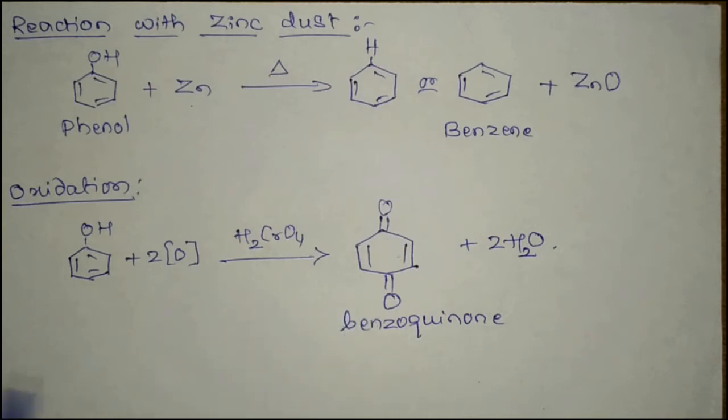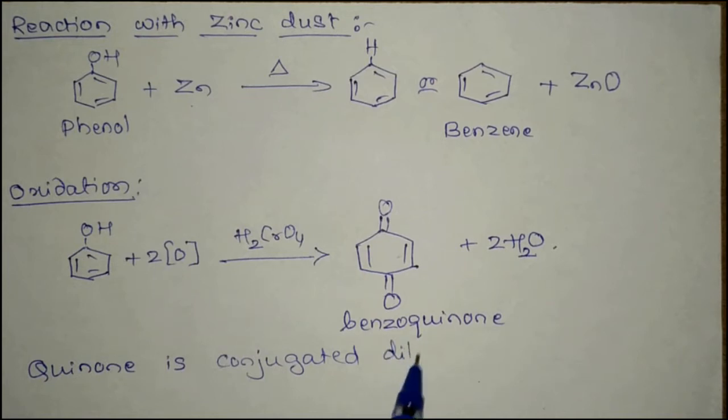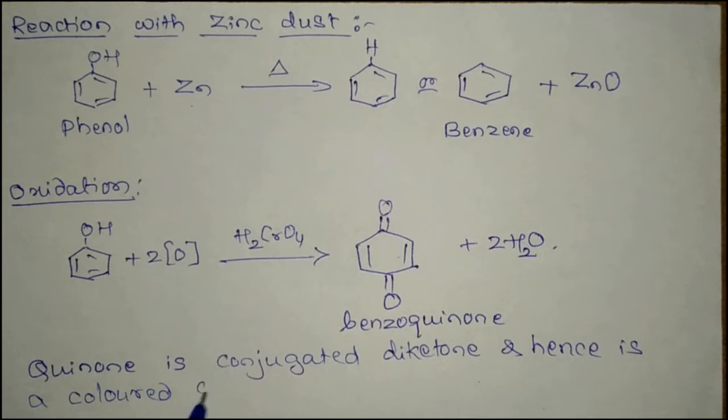Quinone is a conjugated diketone, and hence a colored compound. Hence benzoquinone is a colored compound.